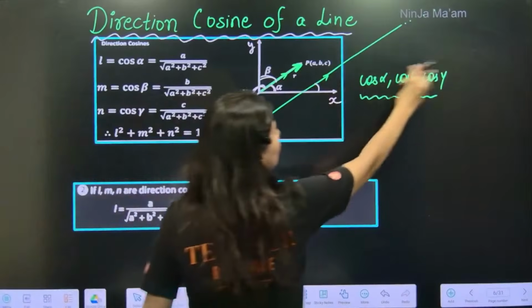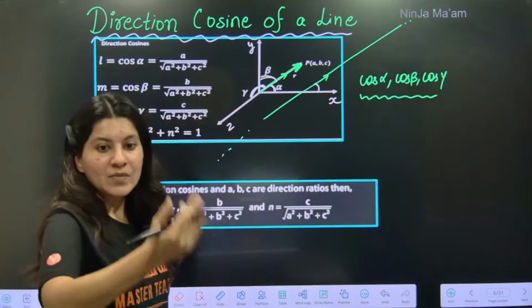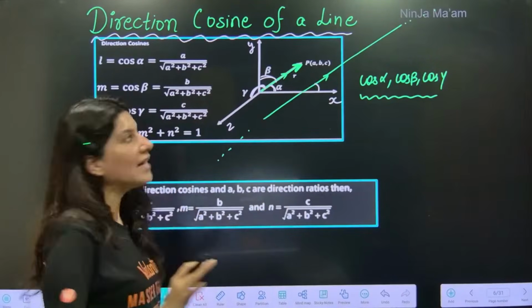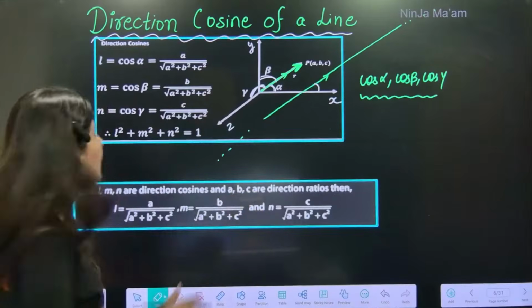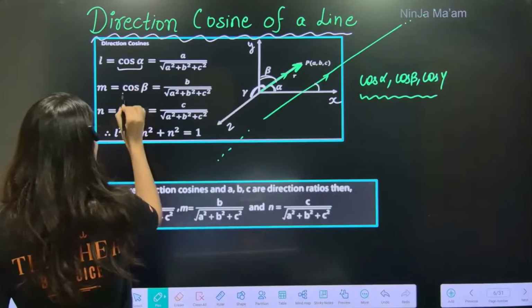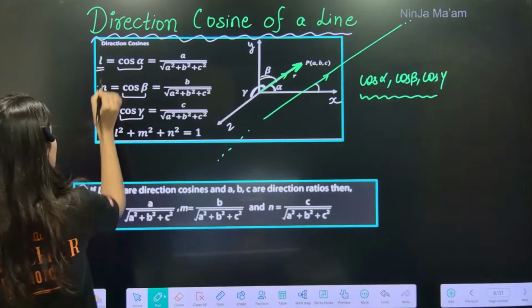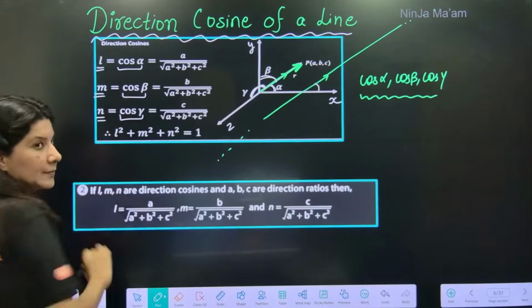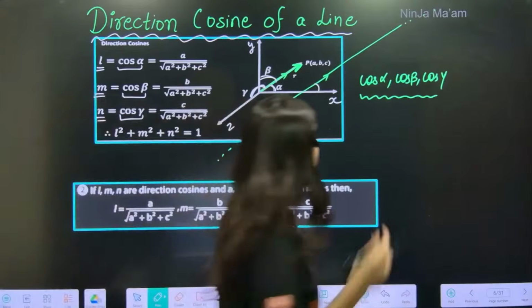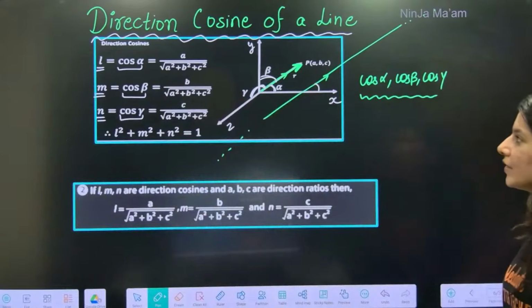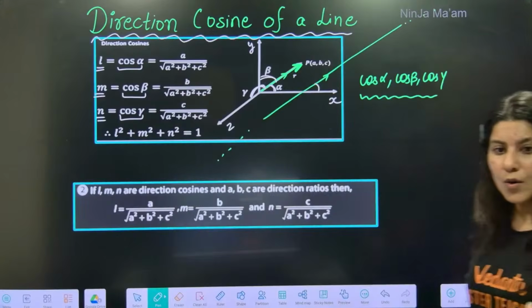These three things, separated by commas, are known as direction cosines. This is cos alpha, this is cos beta, this is cos gamma, and they are denoted by L, M, and N. Correct? L, M, and N.